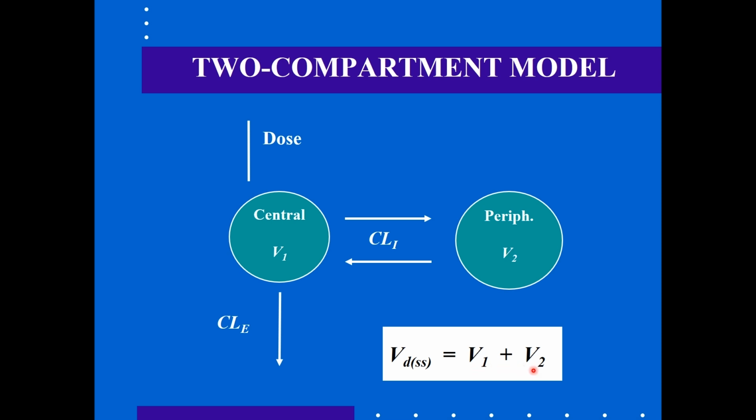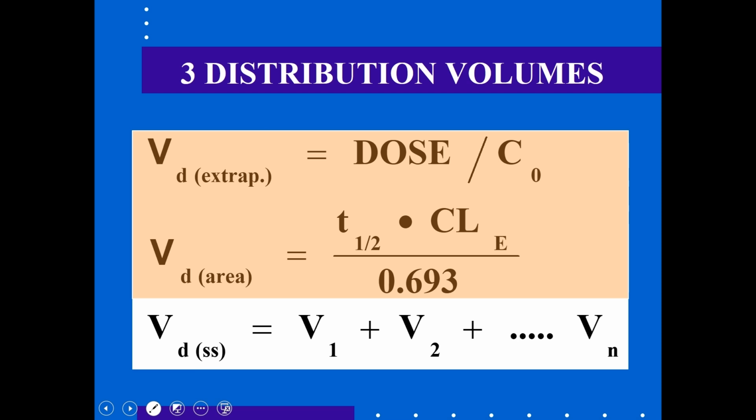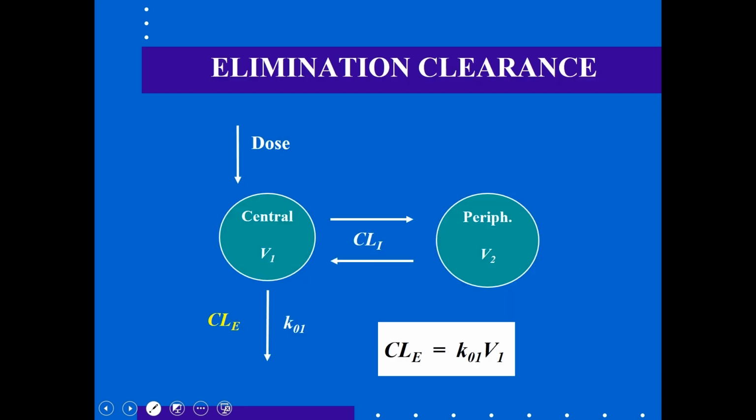And this now, to add to the confusion, gives you a third way of calculating distribution volume. We've already learned earlier in the course about VD extrap and VD area. This is the third way of calculating distribution volumes, and that obviously adds to the confusion.